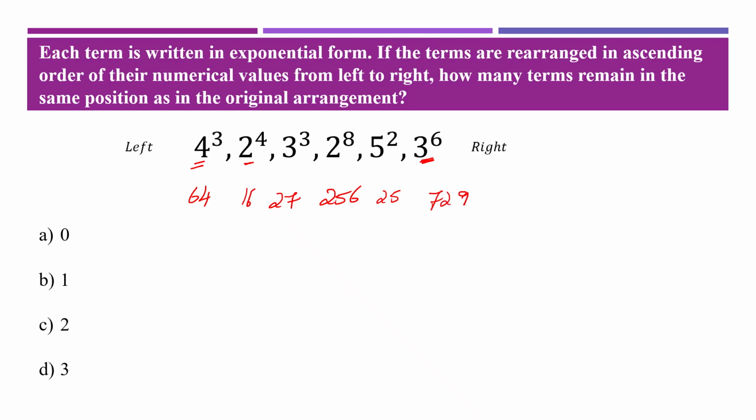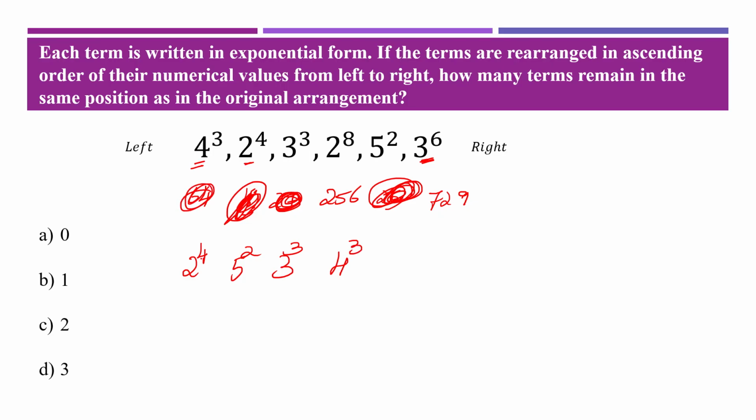And let's rearrange them in ascending order. So I put 16 first. Then I have 25. Instead of writing the values, let me write the exponents. So first comes 2 power 4, then comes 5 square, then comes 3 power 3, then comes 4 power 3, then comes 2 power 8, then comes 3 power 6.